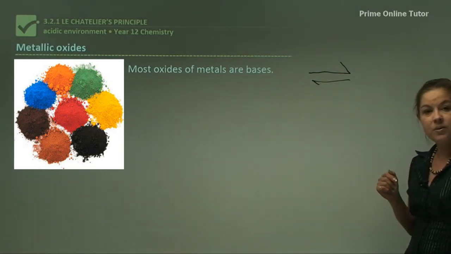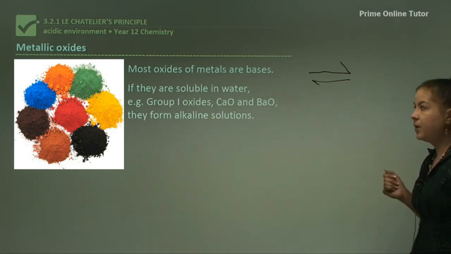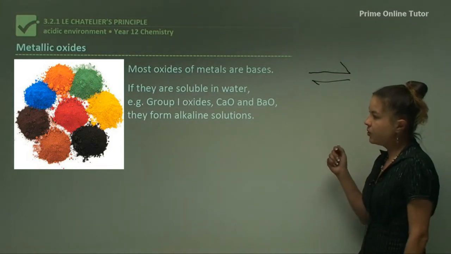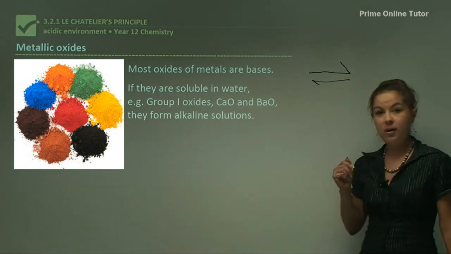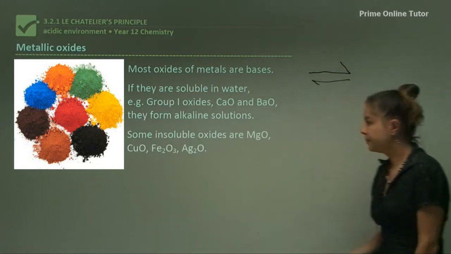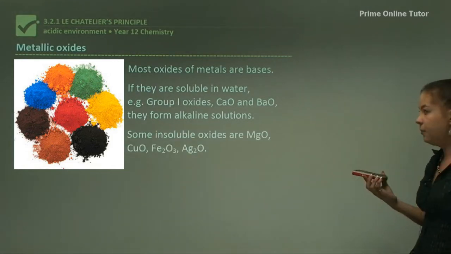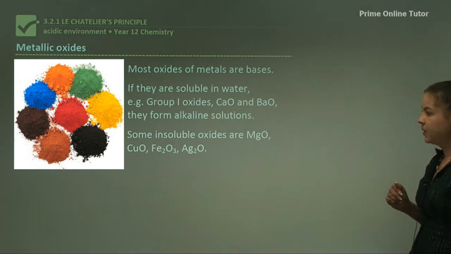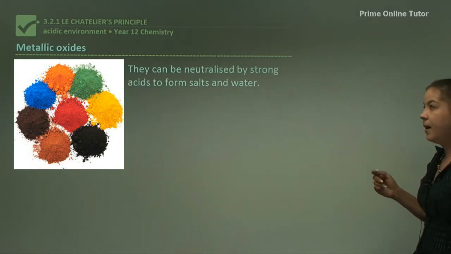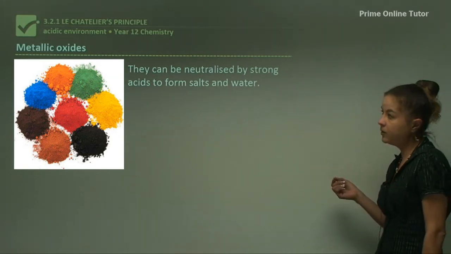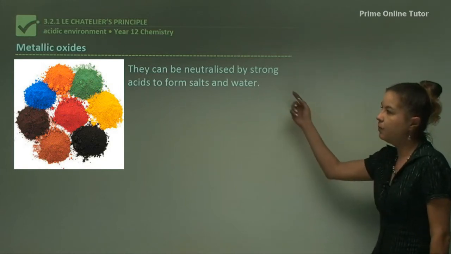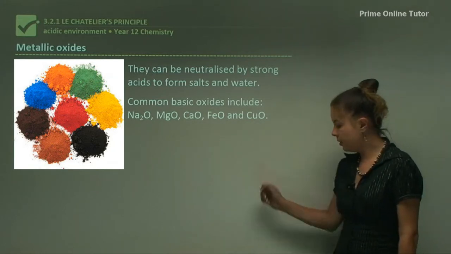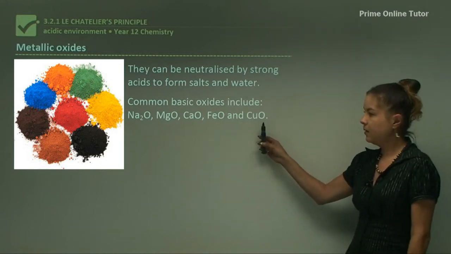Now most of the oxides of metals are bases. Okay? If they're soluble in water, for example the group 1 oxides, including sodium and potassium, also calcium oxide and barium oxide, they'll form alkaline solutions, which is basic solutions. Now, some insoluble oxides, some examples: magnesium oxide, copper oxide, iron oxide, and silver oxide. So they don't dissolve in water. Now, they can be neutralised by strong acids to form salts and water, so it becomes an acid-base reaction to form a salt and water. Because some common basic oxides include sodium oxide, magnesium oxide, calcium oxide, iron oxide, and copper oxide.